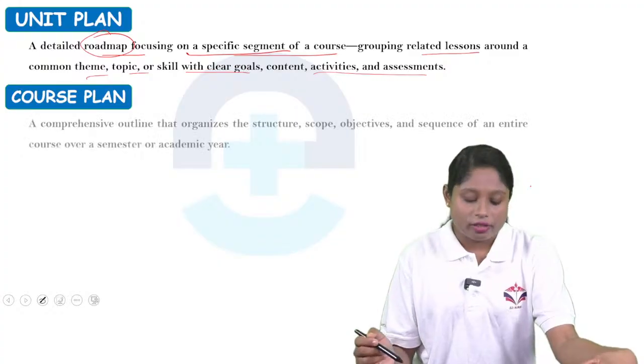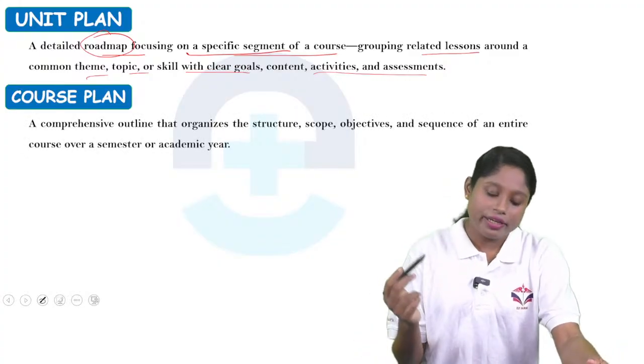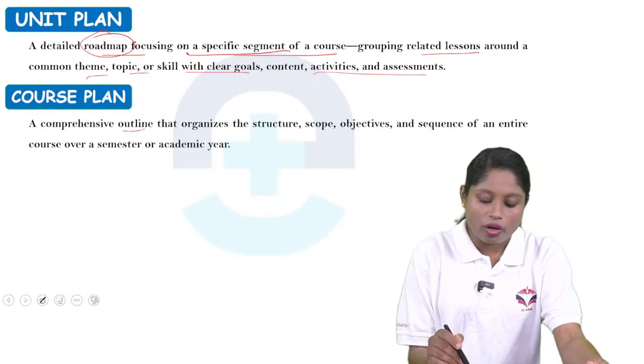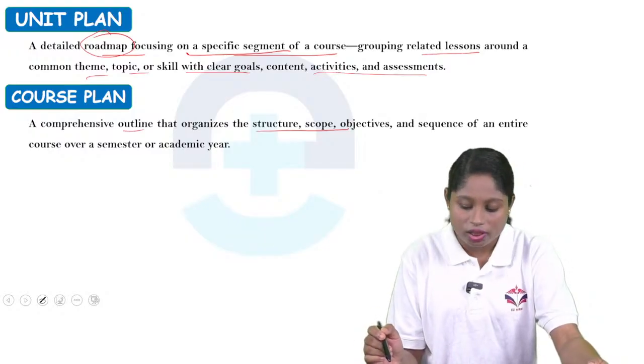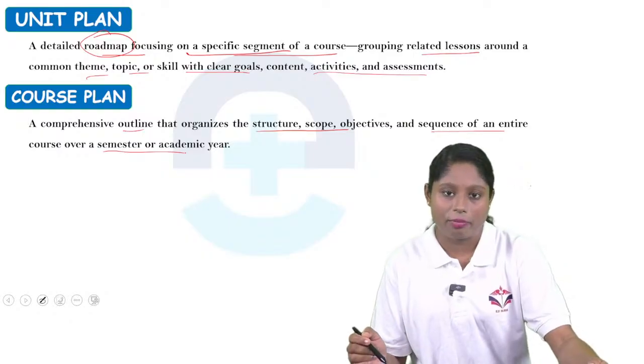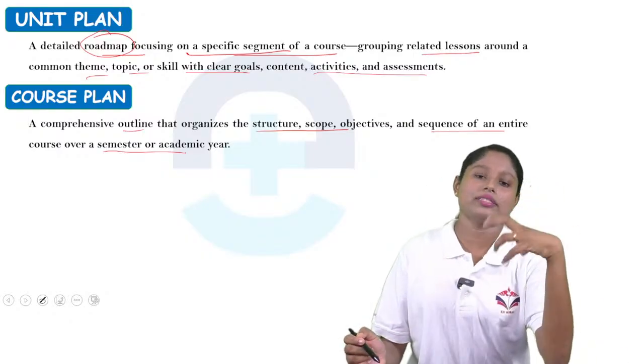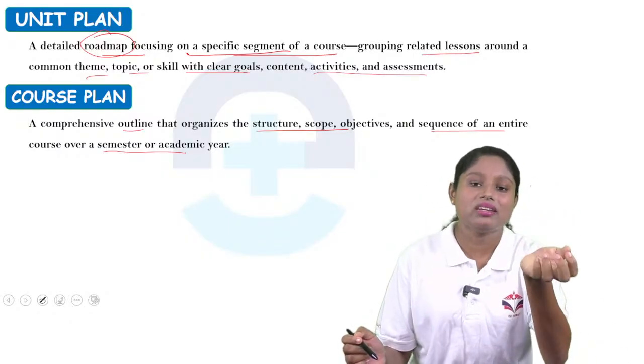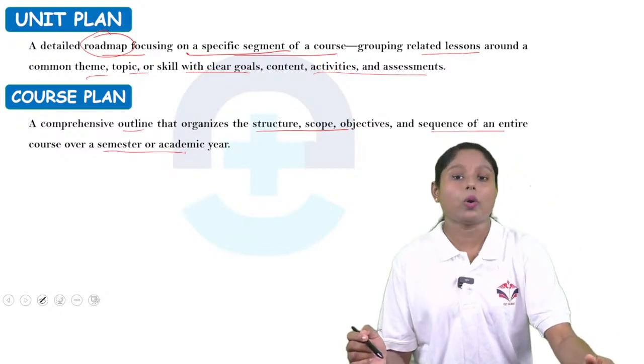Next is course plan. So what is course plan? It is a comprehensive outline that organizes structure, scope, objectives and sequence of an entire course over a semester or academic year. So for a semester we are planning the whole entire course. That is what is called a course plan.